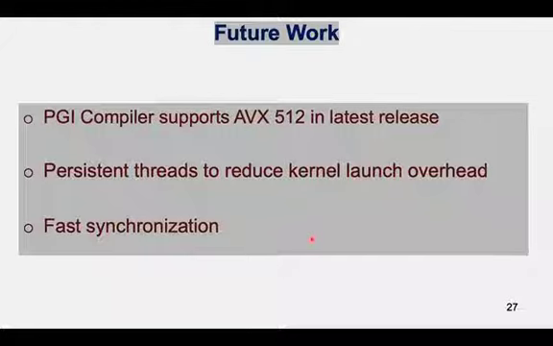And we have some future work planned. For example, the PGI compiler has supported AVX-512 vector instructions in their latest release. We should compare with their results on the Intel processor and the Skylake processor. And in the case of iterative kernel invocations, we will try to use persistent threads to reduce kernel launch overhead. However, since we need global synchronization between each kernel invocation, the use of persistent threads will not benefit much unless we can find fast synchronization implementations.